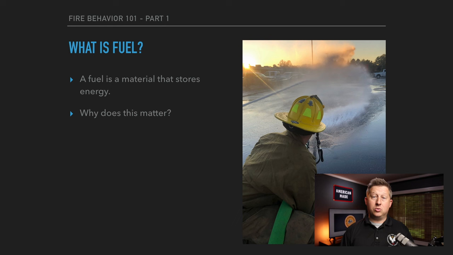So most books jump into fuel, or what are the types of fuel? And really, we're not going to get into that. We're just going to keep it real plain and simple. A fuel is a material that stores energy. So basically, fuel is potential energy. Fuels can be any number of things. They can be woods, papers, gasolines, doesn't matter. A fuel is not a liquid. A fuel is something that can burn, or something that stores energy and is able to burn.